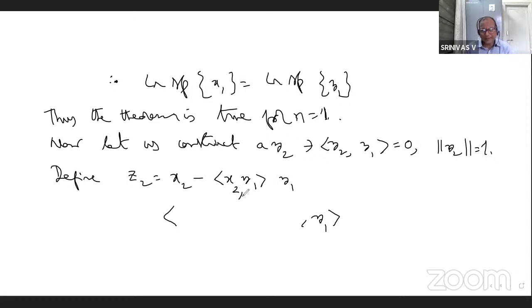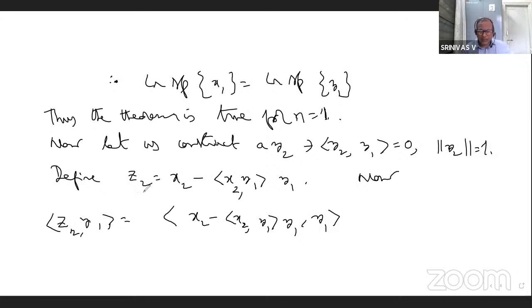So if I define like this, define Z2 to be this, and consider Z2. Now, what is the inner product of Z2 and y1? This is equal to you take the inner product of this with y1 on both sides. So you will have x2 minus inner product x2 comma y1 times y1. I am taking the inner product of this with y1 on both sides. So inner product Z2 comma y1 is equal to the inner product of x2 minus inner product x2 comma y1 times y1, comma y1.